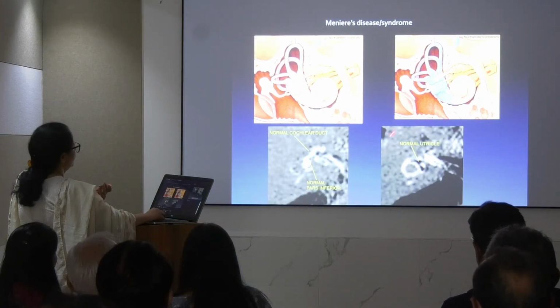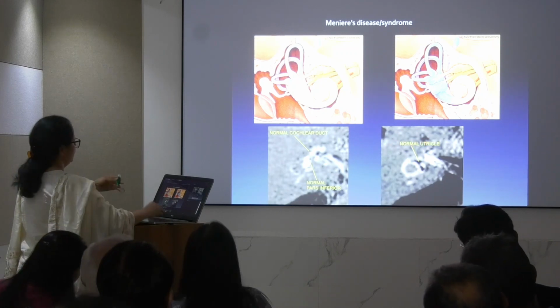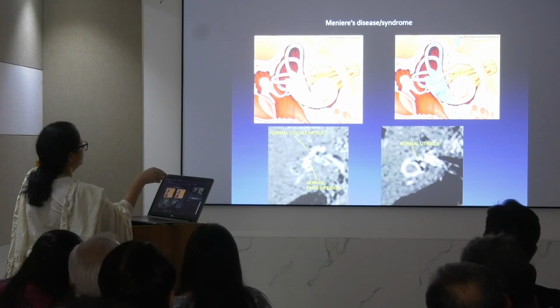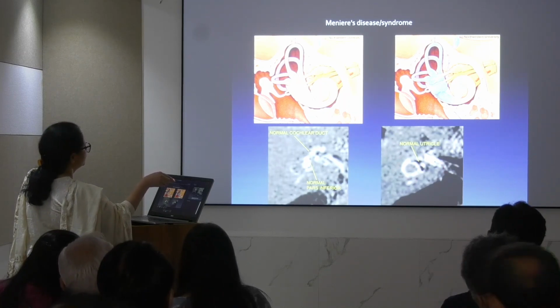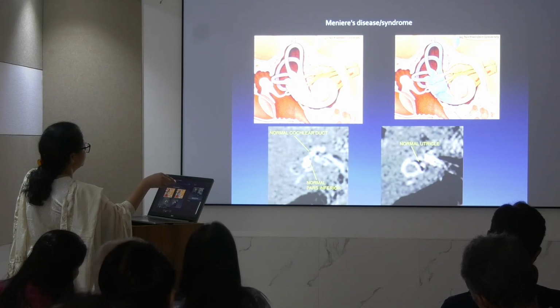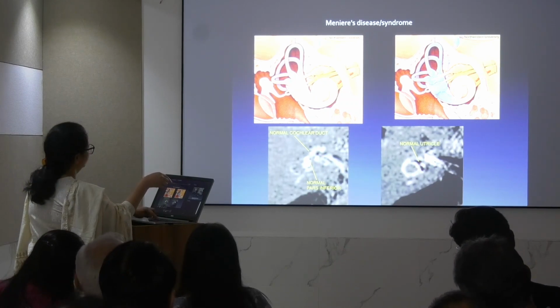So this is a normal appearance. This is a normal appearance. So what happens is when we give contrast, it gets diffused into the semicircular canals, which includes the internal auditory canal. So this white thing we are seeing is the diffusion of the contrast. The black thing is the endolymph where the contrast has not reached.